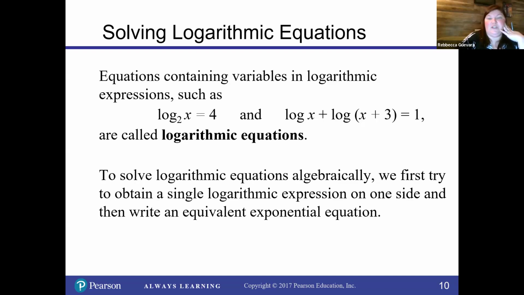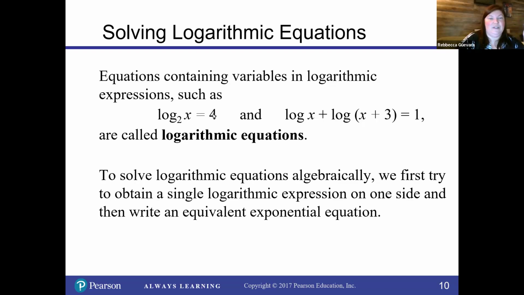One of the best ways to solve these is first, if it's necessary, we try to obtain a single logarithmic expression. Like this one here, log base 2 of x equals 4, we wouldn't have to do any extra work for, we wouldn't have to combine it into a single logarithm. But log x plus log x plus 3, that one we'd have to try to combine first. Once we combine to a single logarithmic expression on one side, then we are going to write an equivalent exponential equation.